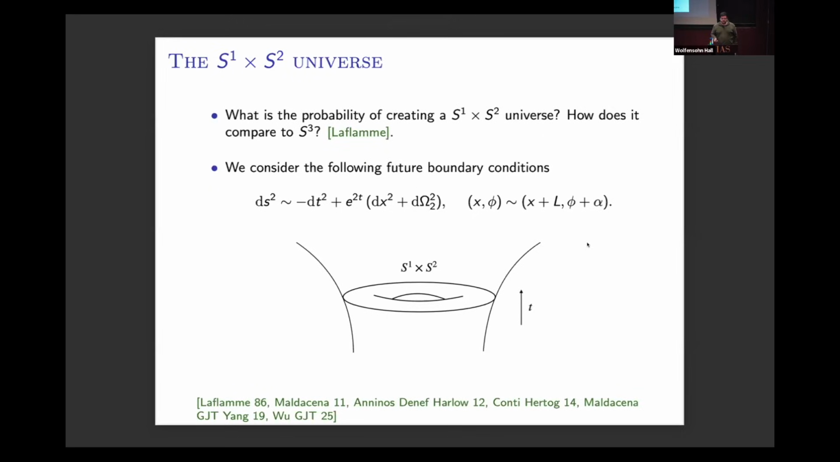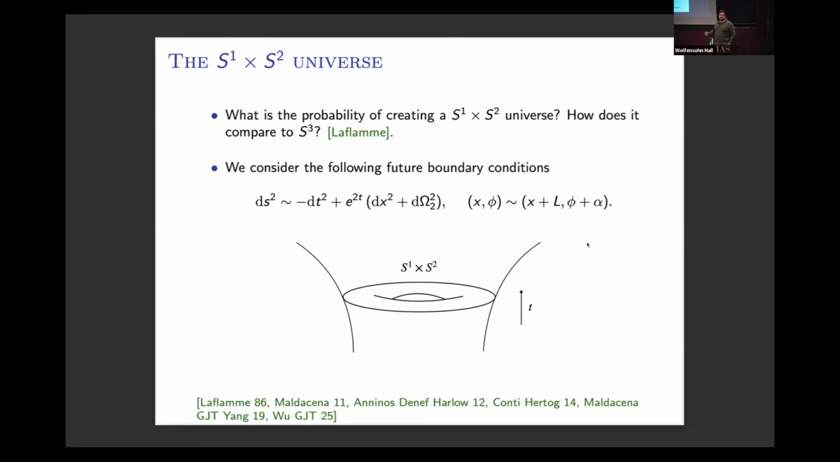The simplest case one can study was considered by Laflamme a long time ago, which is the probability of creating a universe with a topology S1 cross S2. After Laflamme, this was studied in several papers, some of which I mention here. What I'm about to describe is based on a paper written with Maldacena and Yang in 2019, and I will describe the recent developments from earlier this year.